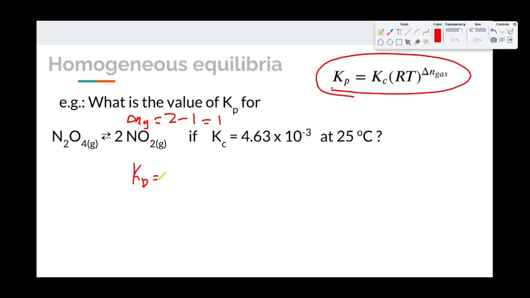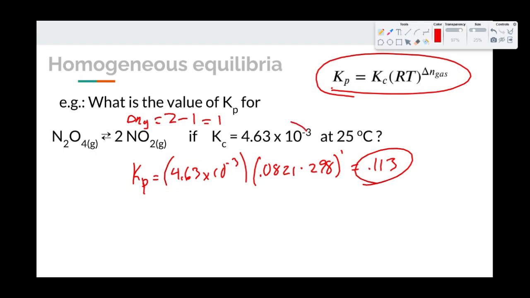So what's Kp? Kp is equal to Kc, which is 4.63 times 10 to the negative third, times R, and we're going to use the chemistry R, 0.0821, and we're kind of ignoring units at this point. These are usually expressed as unitless. That's times 298 because it's 25 degrees C, raised to the 1 power, and that gives us 0.113. So that's the Kp that goes with that Kc for this reaction.